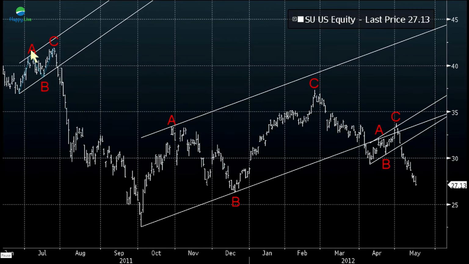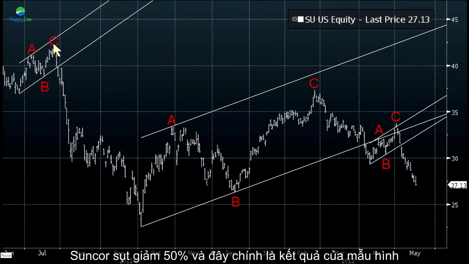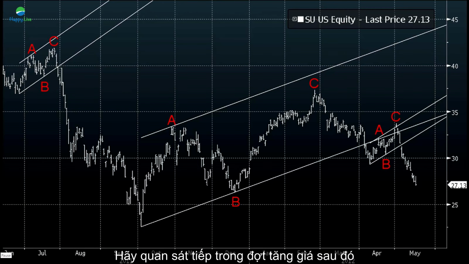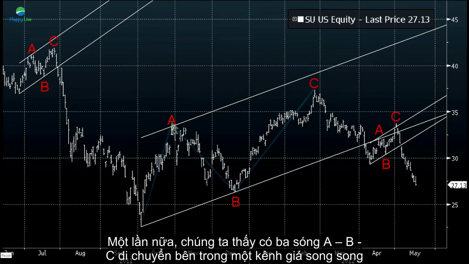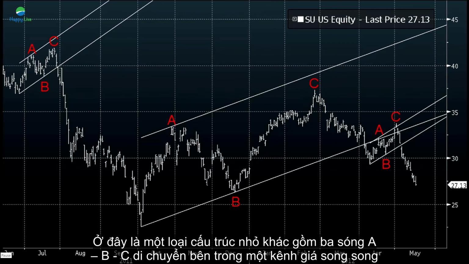Here we have a three-wave move, ABC, within parallel lines. Look what happened as a result of that. You almost saw Suncor experience a 50% drop in prices as a result of that signature. Then look at the subsequent move to the upside. Again, waves A, B, and C. It's a three-wave move within parallel lines. Over here, another small structure, ABC, parallel lines.